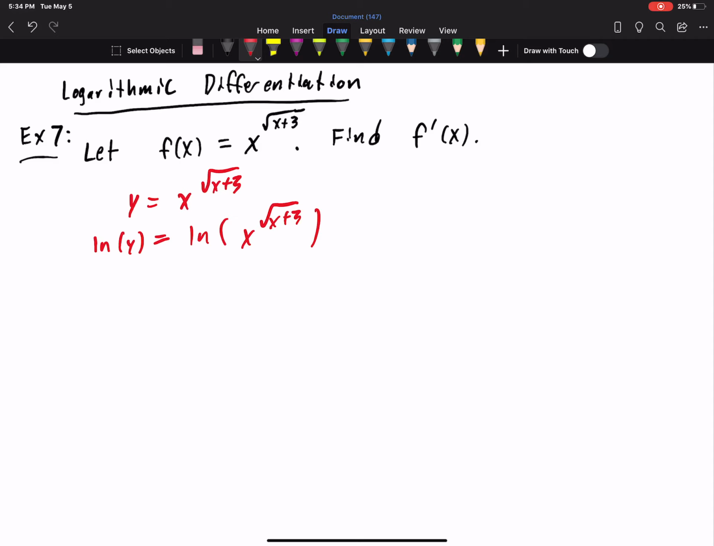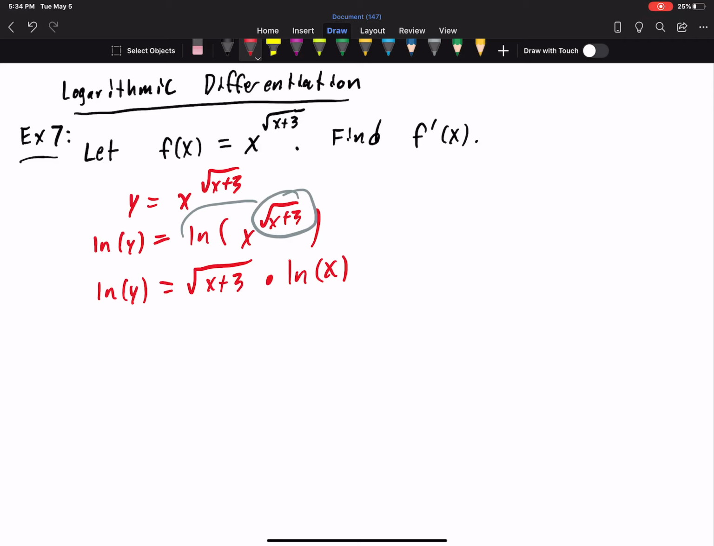Okay, now we get to employ our log rules. So notice we have this exponent here. We're going to pull that out in front, the entire thing. So this gives us natural log of y. I'm just rewriting the left-hand side. Then we have square root of x plus 3 times the natural log of x, because the exponent on that x got moved out in front. Notice also very carefully that this natural log is not inside the radical. The radical is out in front of the log.